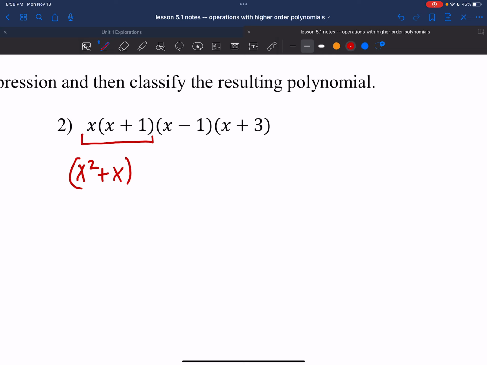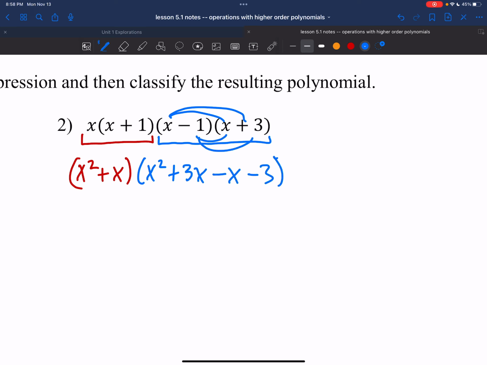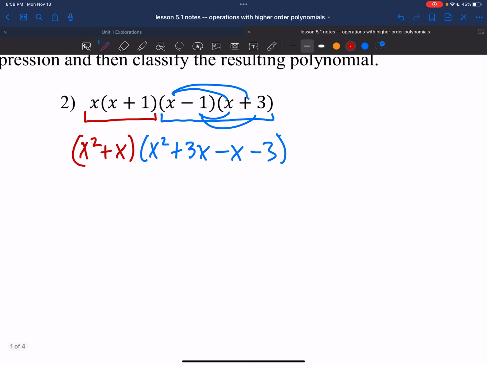How beautiful. And you know what? In the other one, I'm going to do the multiplication here. X times x, that's x squared. X times 3, that's 3x. And then negative 1x, and then negative 3. Yeah? And I'll just combine my like terms. I've got x squared plus x squared plus 2x minus 3.